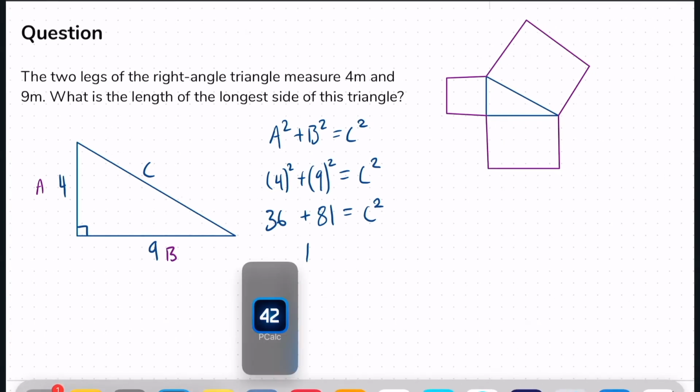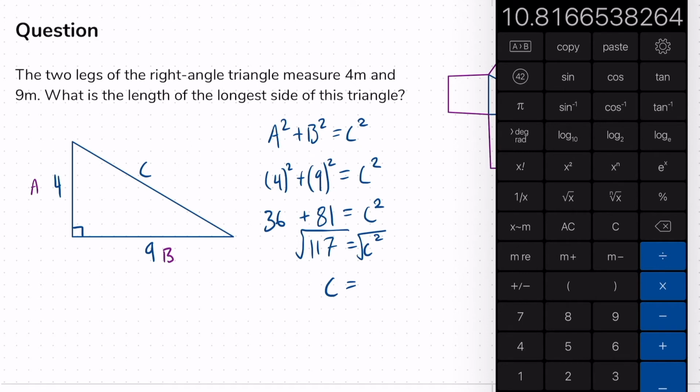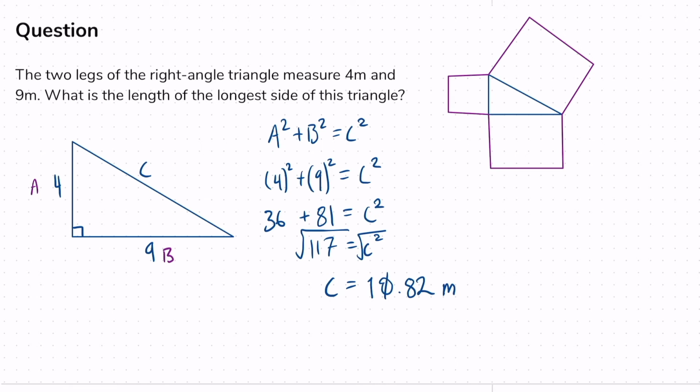Let's pull up a calculator. So let's get this nice and right. So 36 plus 81 equals 117. And now I square root both sides. So c is equal to the square root of 117, which is 10.82. Let's go to 2 decimal places, meters.